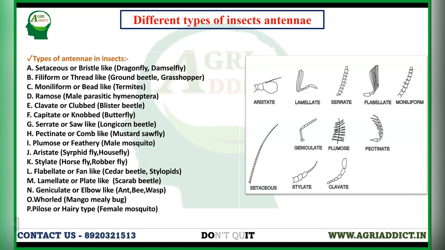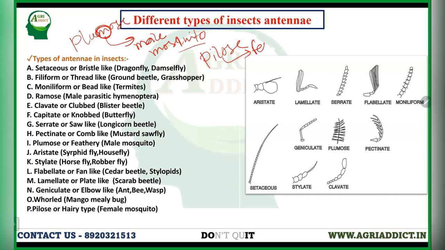I remember this by a trick. In plumose, P-L-U-M-O-S-E, there is an M, so it is present in male mosquito. This was a trick invented by me. And in pilose, there is no M, so it is present in female. Okay, just remember, M is present in plumose, so it is present in male mosquito, and pilose is present in female mosquito. Okay.